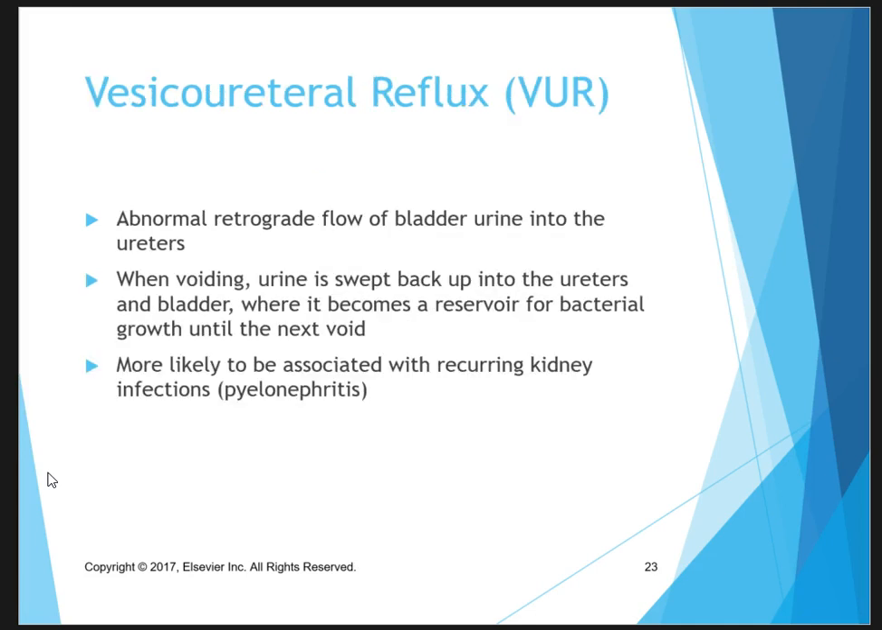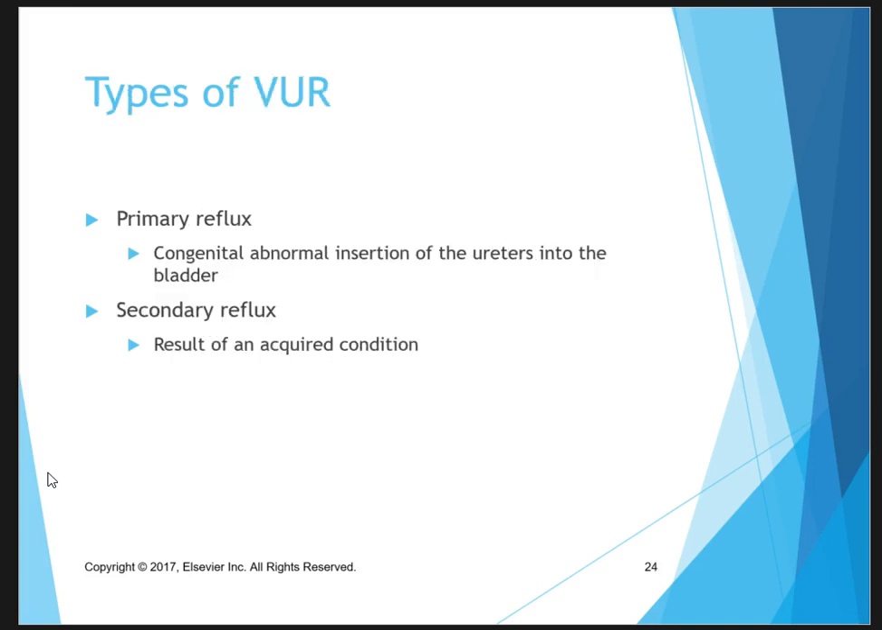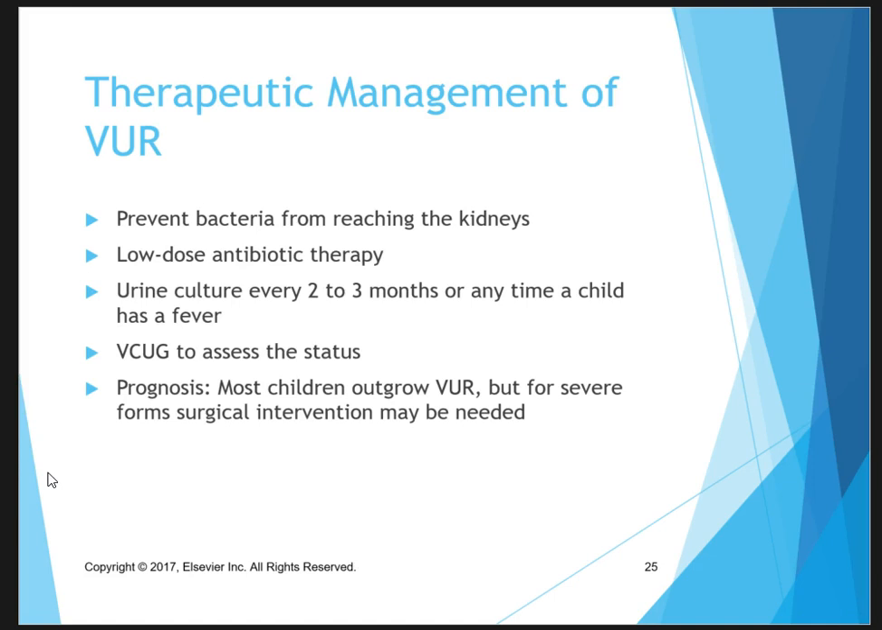All right, so vesicoureteral reflux, I mentioned it a few times. It's an abnormal retrograde, or backwards, flow of bladder urine into the ureters. It can be primary, as a congenital abnormality, or it can be secondary, in relation to an acquired condition. Management, obviously the big goal is going to be preventing bacteria from reaching the kidneys.